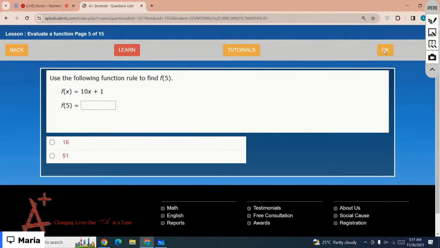Okay, the next one is use the following function rule to find f of 5. So which is the correct option? Yes, that is 51. The correct option is 51, right?